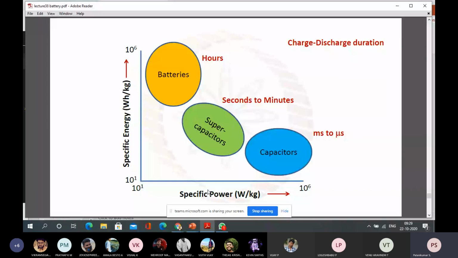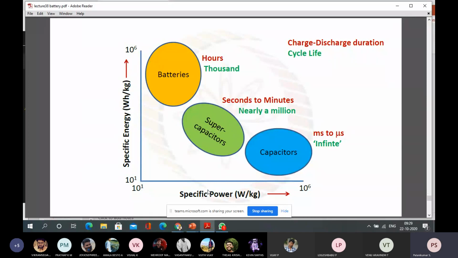The moment you connect it to a load, or to any parallel thing where it is needed, it will be discharged very quickly. Because of these matching characteristics, the supercapacitors are placed in between the battery and capacitors. So this is about the relation between specific power and specific energy.